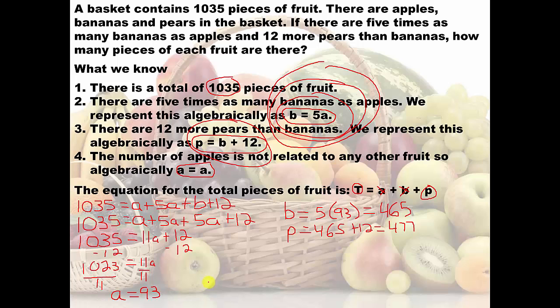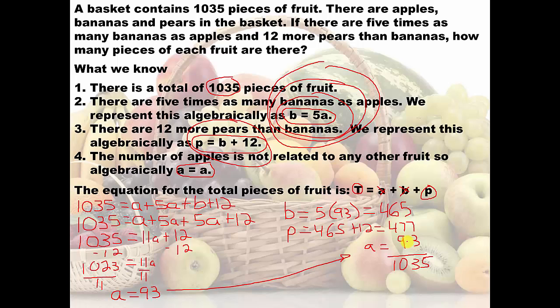And if I add these three numbers up, put the 93 over here, sure as you know what, I get 1035. So my answer is, I'll put a little a over here. There's 465 bananas, 477 pears, and 93 apples. So we solved it algebraically.